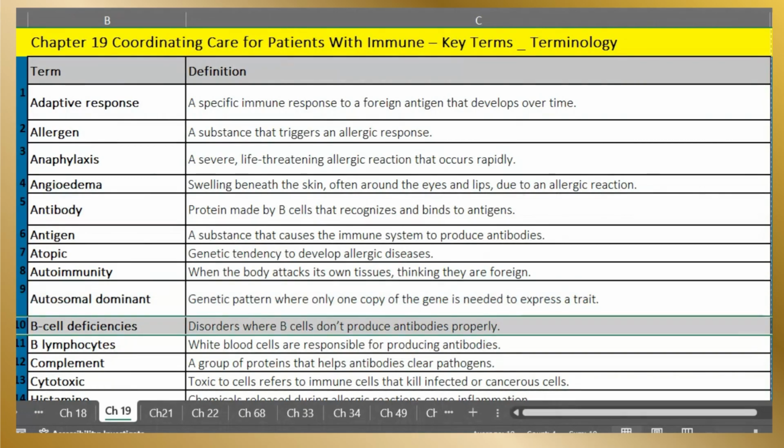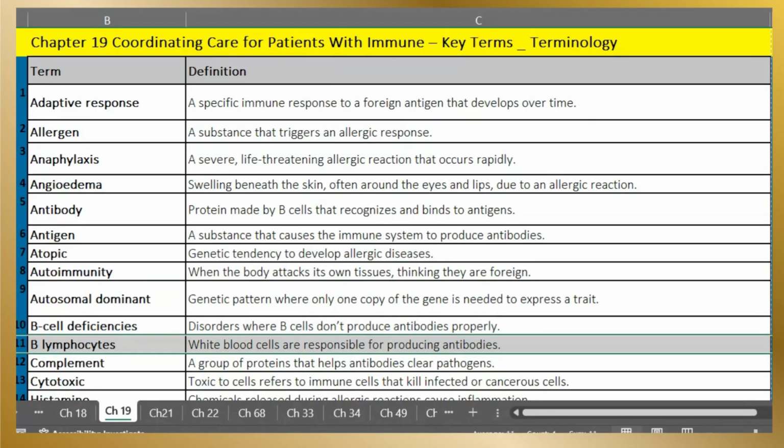Then we have B cell deficiencies, a disorder where B cells don't produce antibodies properly. The B cell is the antibody builder. Deficiency means a weak defense.